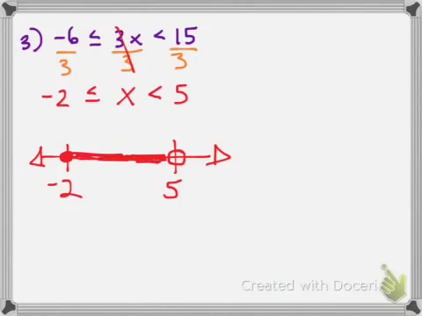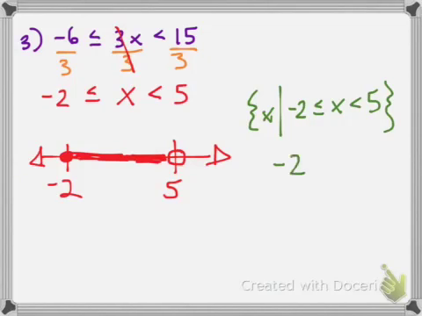And then when I write my set notation, it's x such that negative 2 is less than or equal to x and less than 5. And then when I write my interval notation, I know I have to be between the values of negative 2 and 5. When I look over here, a closed circle means I'm going to use brackets, and an open circle means I'm going to use parentheses.